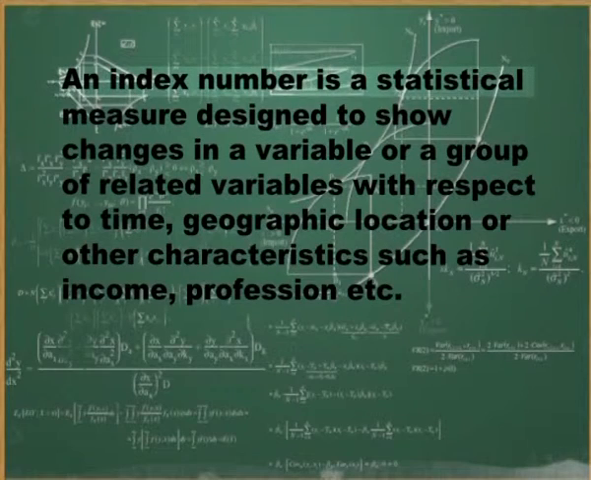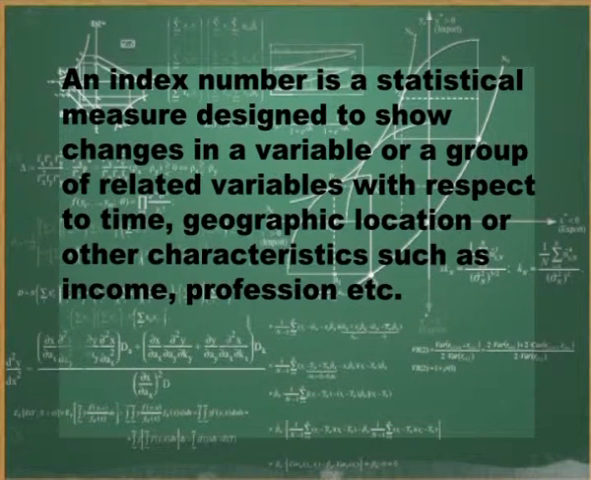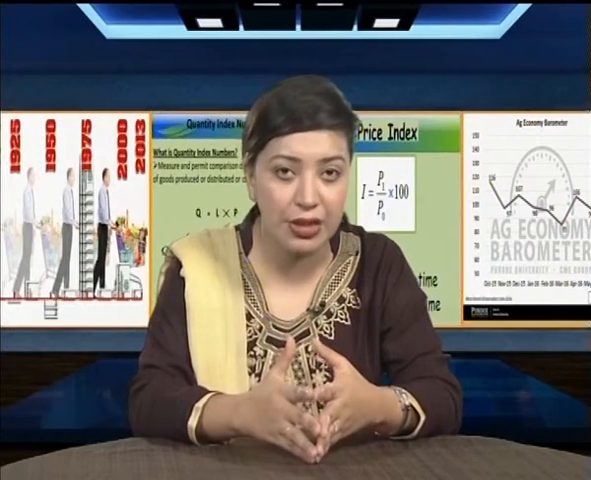An index number is a statistical measure designed to show changes in a variable or a group of related variables with respect to time, geographic location, or other characteristics such as income, profession, etc. These changes may pertain to the price of a commodity or a group of commodities, the physical quantity of a product or a group of products, or to such characteristics as income and intelligence.